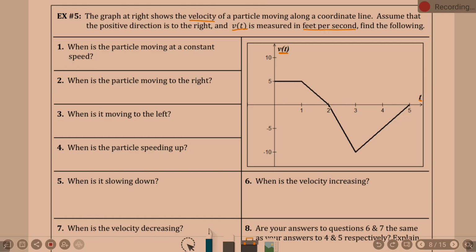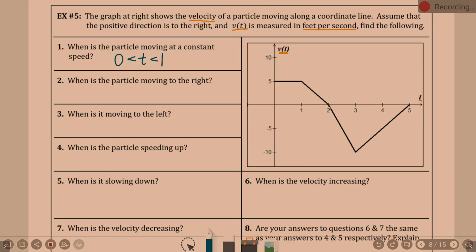When is the particle moving at a constant speed? Between times 0 and 1. I will say on this lesson, I have the greater than, less than inequalities. So I have it as 0 less than t less than 1. And it's moving at a constant speed because velocity is 5 there. So it's moving with a velocity of 5, so constant there.